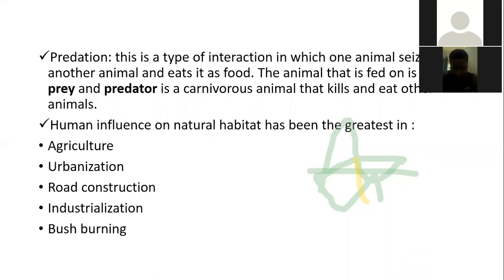I would pause here for any question on what we've done so far. If no question, then I'll move to the types of habitats.